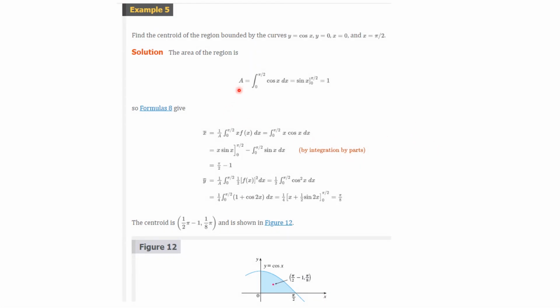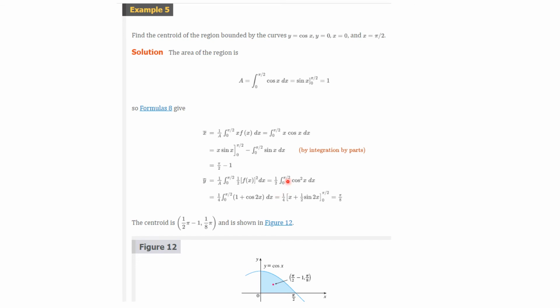Okay, first we find the area. That is this integral. Here's the picture that we have. So you're going to integrate for the area from 0 to pi over 2 of cosine x dx. I compute that and I find the area is 1. So x bar, again I use my formula. Now this is going to be x cosine x dx. We have to use integration by parts. That's a good review of that. Make sure you follow these calculations. So we get pi over 2 minus 1.